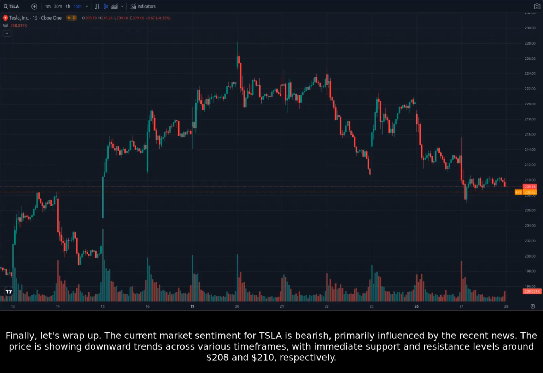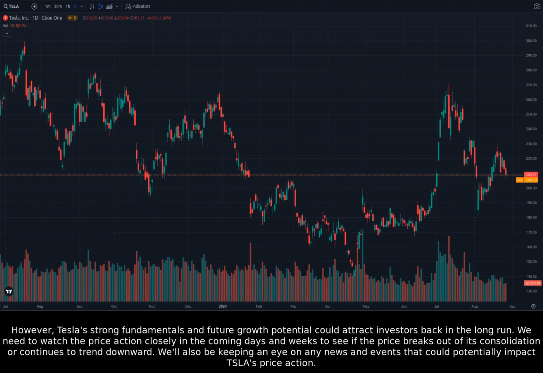The current market sentiment for Tesla is bearish, primarily influenced by the recent news. The price is showing downward trends across various timeframes, with immediate support and resistance levels around $208 and $210, respectively. However, Tesla's strong fundamentals and future growth potential could attract investors back in the long run. We need to watch the price action closely in the coming days and weeks to see if the price breaks out of its consolidation or continues to trend downward. We'll also be keeping an eye on any news and events that could potentially impact TSLA's price action.